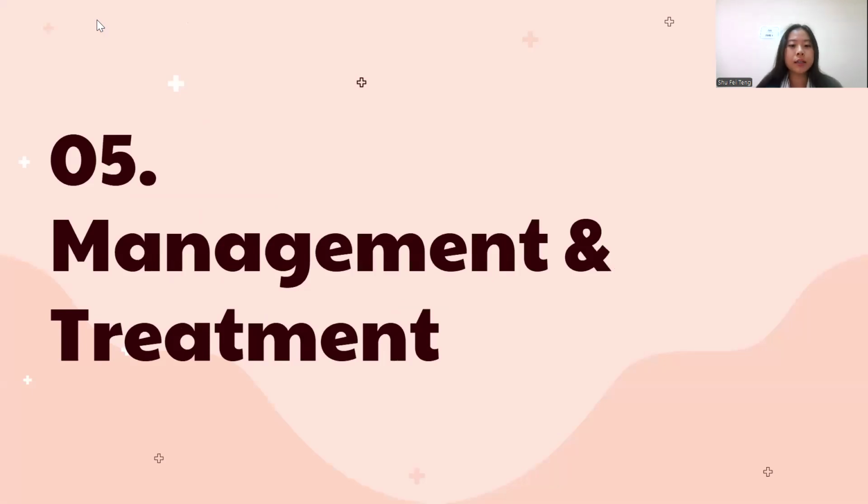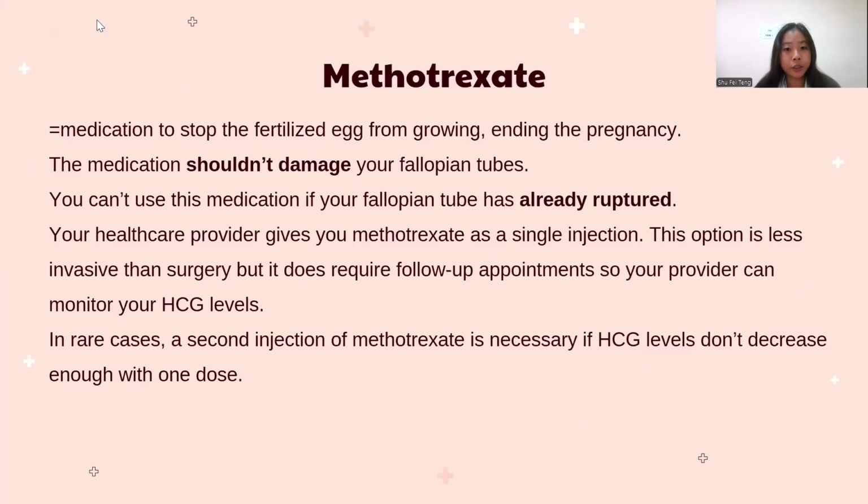So last is the treatment for ectopic pregnancy. The first one is a medication called methotrexate. It is a medication to stop the fertilized egg from growing and end the pregnancy. The medication shouldn't damage your fallopian tubes. And it's important to know that this medication is not allowed to be used if your fallopian tube has already ruptured.